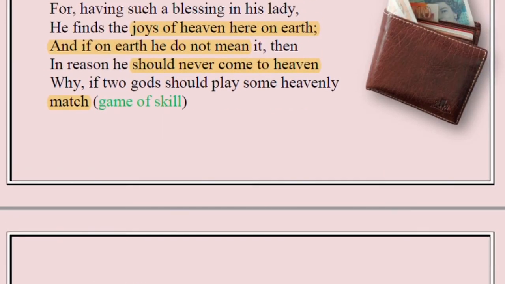So over here this is important. Why? If two gods should play some heavenly match, you see Jessica tries to say how good Portia is.